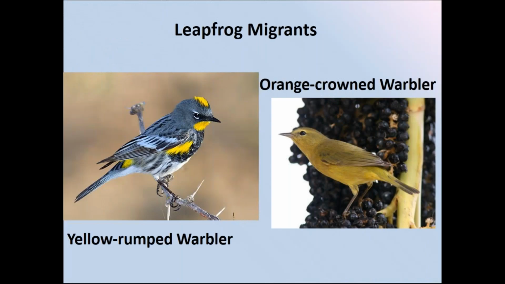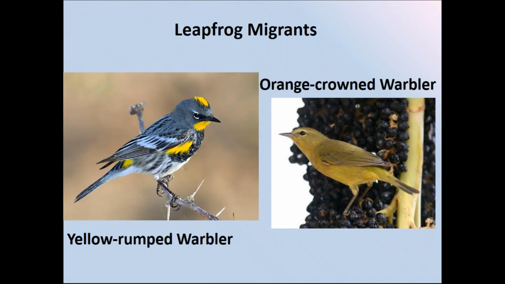These are more night migrants. These two species winter in Joshua Tree National Park, yellow-rumped warbler and orange-crowned warbler, and they migrate at night, and they're also part of that leapfrog migration I was just explaining.